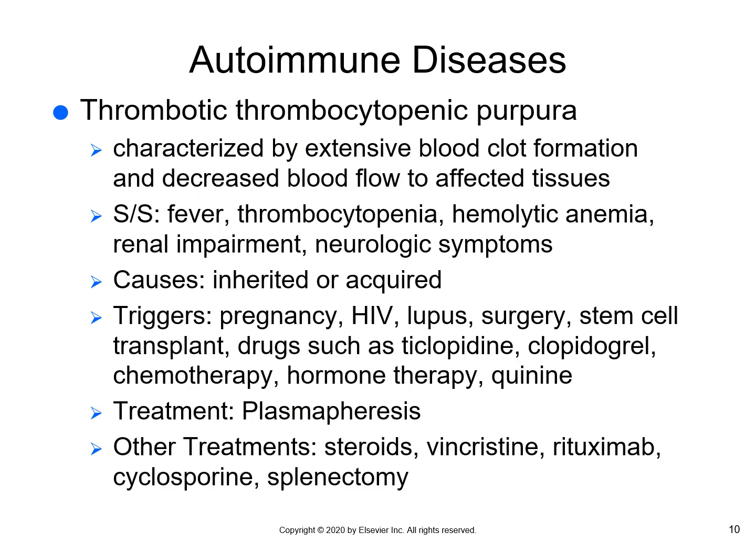All right. Thrombotic thrombocytopenic purpura. This one is characterized by extensive formation of blood clots and decreased blood flow to the affected tissue. So signs and symptoms, you will have renal impairment, neurologic symptoms because of this, fever, because this is some type of inflammation or something going on in the body that needs to be corrected, thrombocytopenia, and hemolytic anemia could be signs and symptoms.